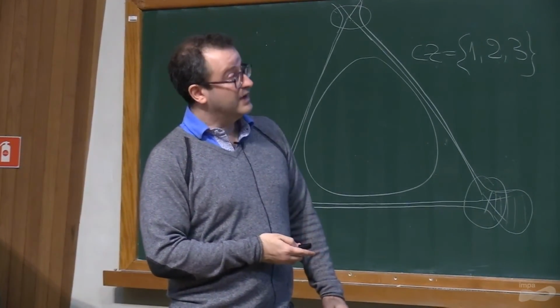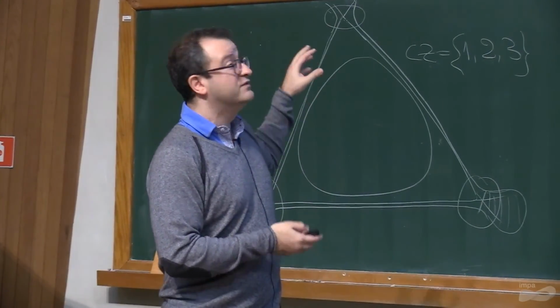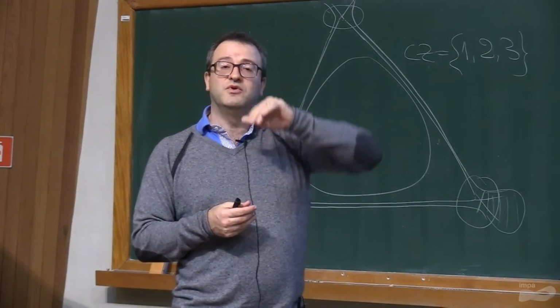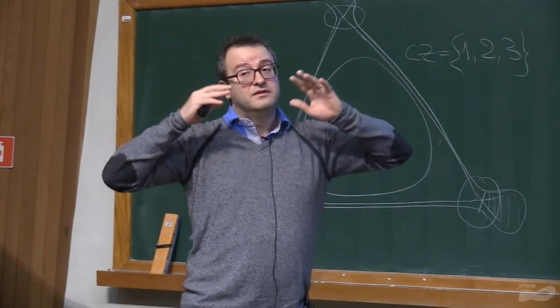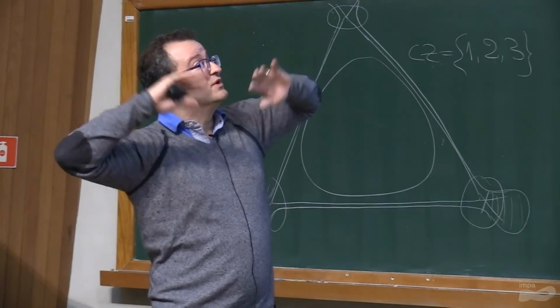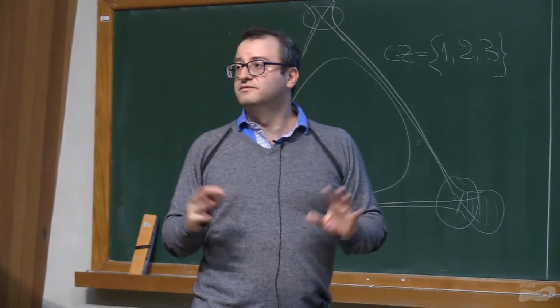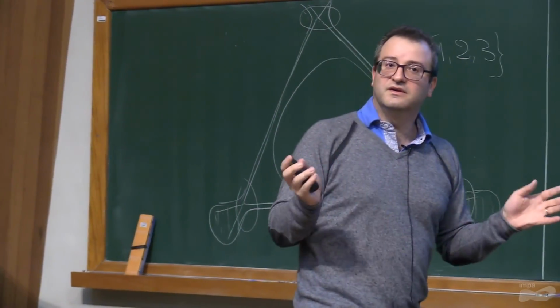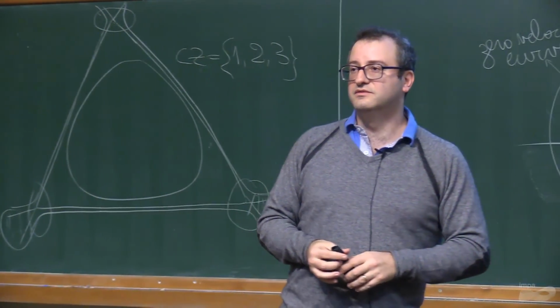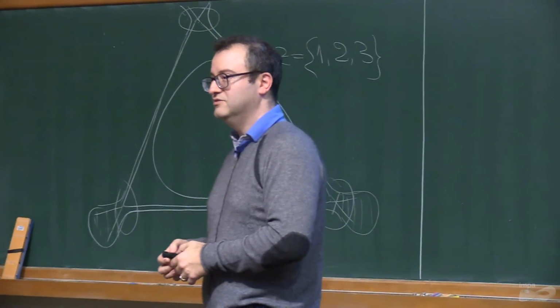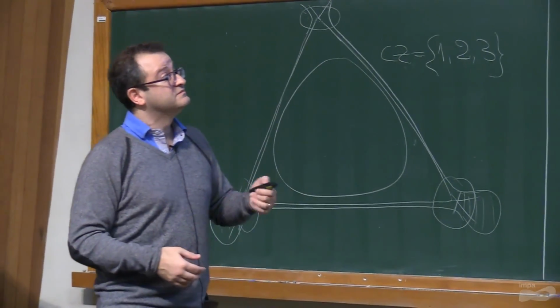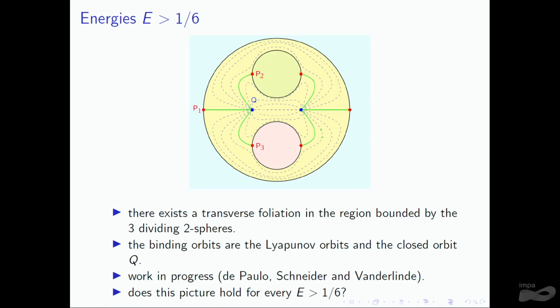And of course this could be proved slightly above the critical value. Probably it holds for every energy greater than 1/6. This would be like the final foliation for the flow, because then you would explain essentially everything, at least what is possible to capture from this picture.